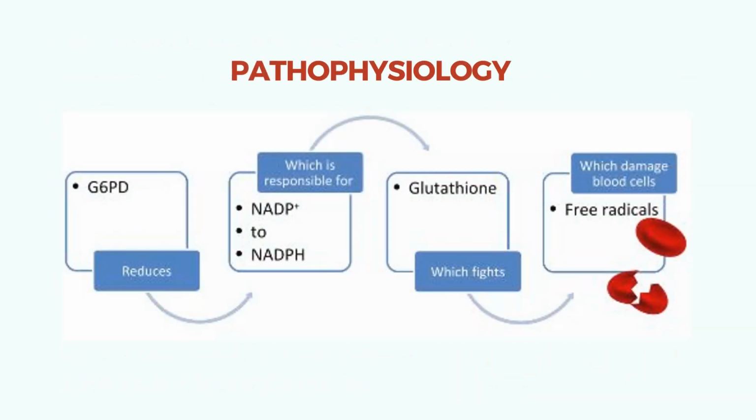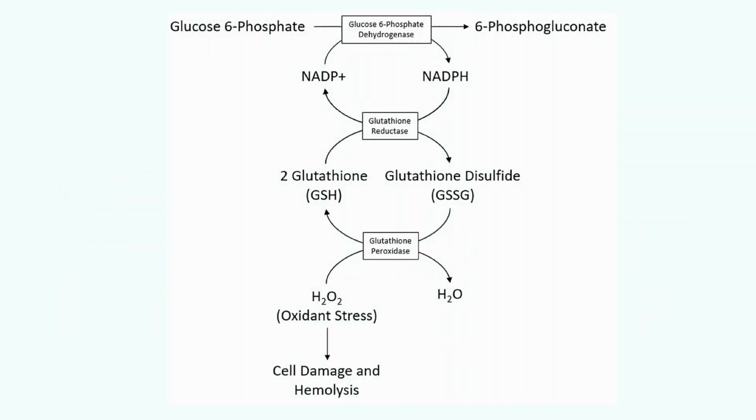A simple pathophysiology of G6PD deficiency can be explained in these illustrations. Basically, the role of G6PD is to reduce NADP plus to NADPH, which is responsible for the production of glutathione. Glutathione helps in preventing free radical injury to red blood cells. It is important to note that the conversion of glucose 6-phosphate to phosphogluconate is vital in order to have subsequent production of NADPH and adequate glutathione levels.